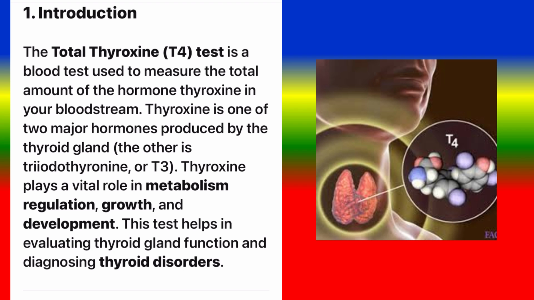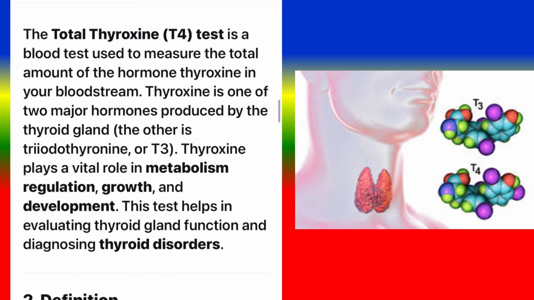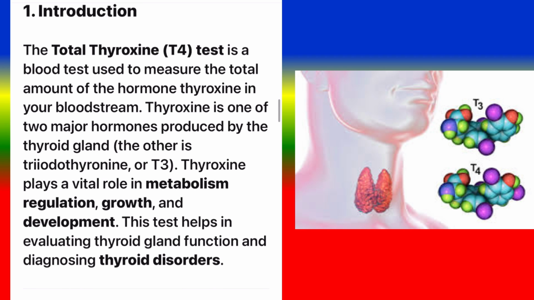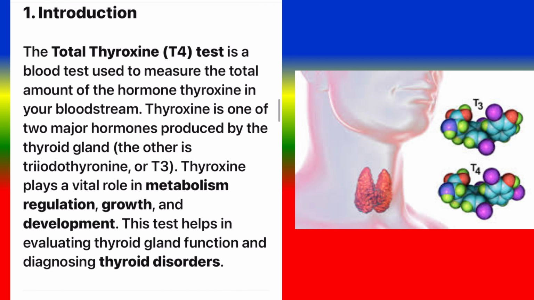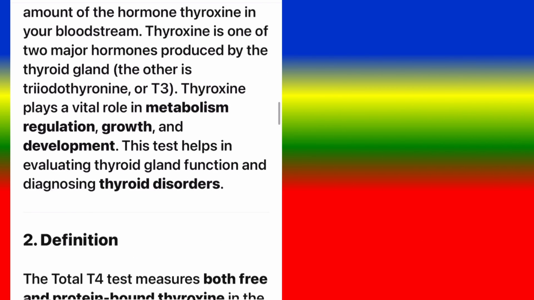Thyroxine is one of two major hormones produced by the thyroid gland. The other is triiodothyronine, or T3. Thyroxine plays a vital role in metabolism regulation, growth, and development. This test helps in evaluating thyroid gland function and diagnosing thyroid disorders.